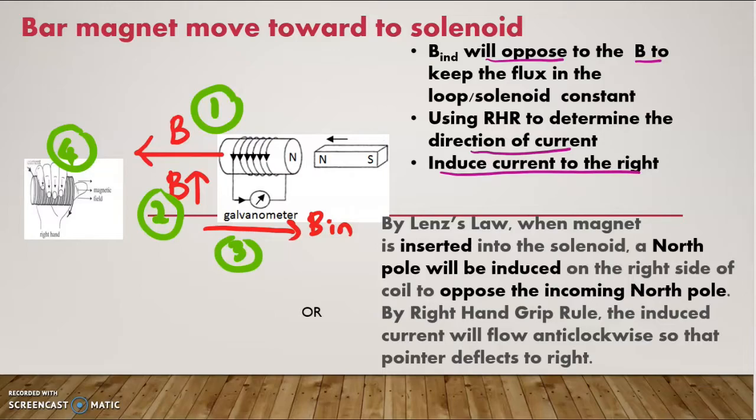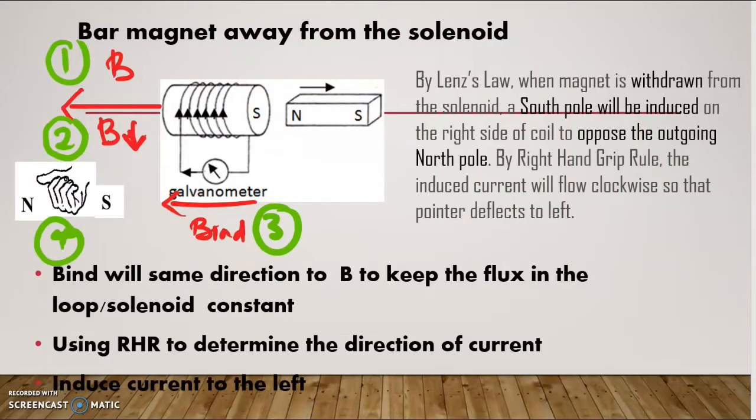Okay, remember that your thumb shows your north pole and your forefinger shows your induced current. Or you can explain like this by using Lenz's law. When the bar magnet is inserted into the solenoid, the north pole will be induced on the right side of the coil to oppose the incoming north pole. And then by using the right hand grip rule, the induced current will flow in an anti-clockwise direction so that the pointer deflects to the right.